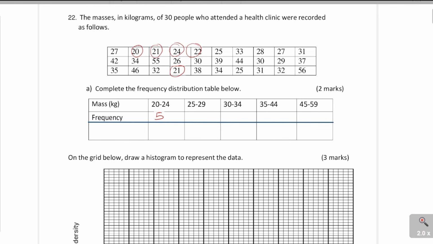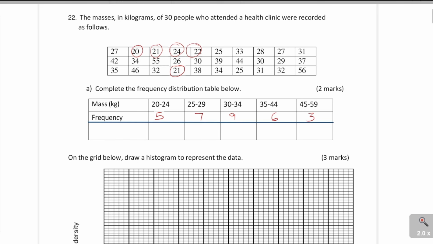25 to 29, you count all the values that are between 25 to 29. 30 to 34, the same. 35 to 44, the same. Once you do that, I've already done this one, so I'm going to fill. I've just demonstrated how you do that from the first class. So for 25 to 29, you'll get 7 people. For the other class, 30 to 34, you'll get 9 people. 35 to 44, you'll get 6 people. 45 to 49, you'll get 3 people. That is how you fill it.